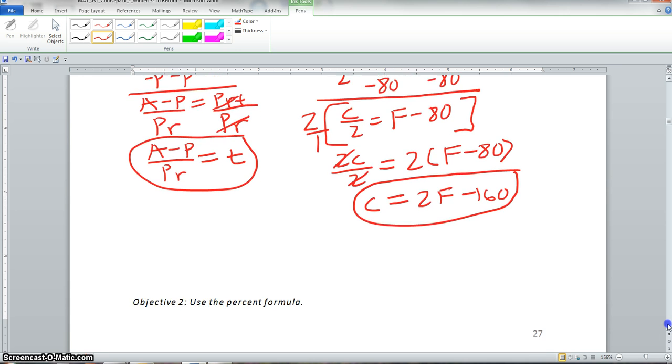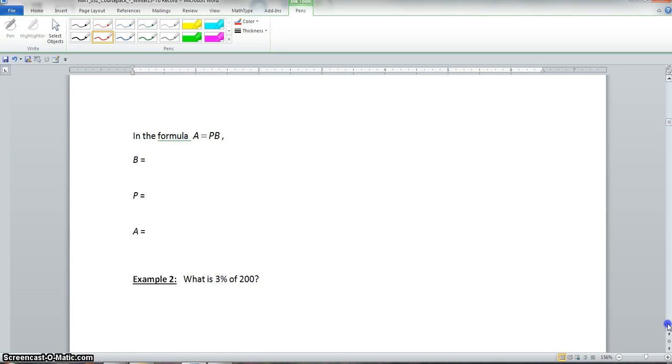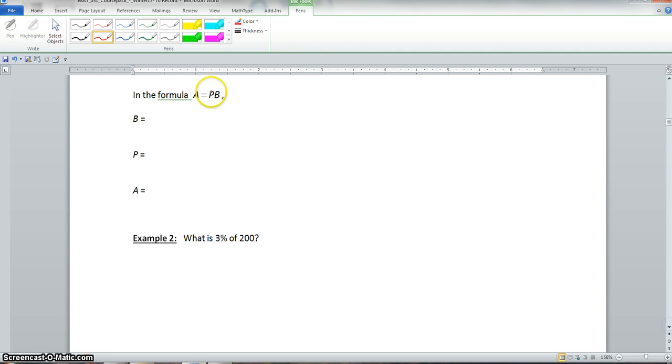Now we scroll down here to objective 2. It says use the percent formula. It says in the formula A equals P times B, here we want to solve for B. So we would take this equation, which is also a formula, and this time we'll solve for B. So we need to get rid of the P off of the B, and we do that by division. So our final answer here would be A over P is equal to B. So B is equal to A over P.